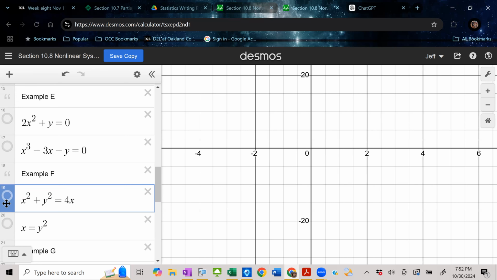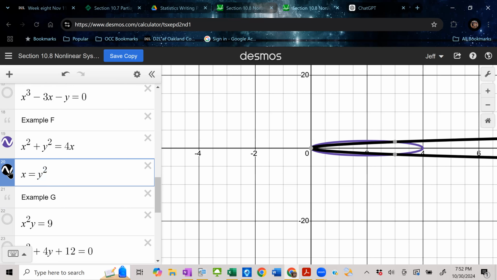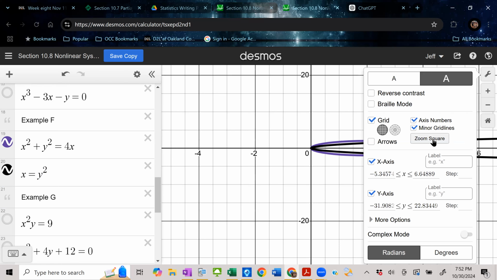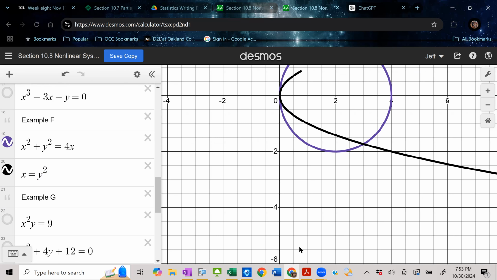So this is going to be the graph of a circle. Now, it doesn't much look like a circle. That's okay for the moment. And this is going to be a parabola. Notice it's a parabola in y squared, so that means it's going to open sideways. Now, if it doesn't look like the circle that we expected, you can go up here to the tool icon and hit zoom square. This will square things up so that circles actually look like circles.